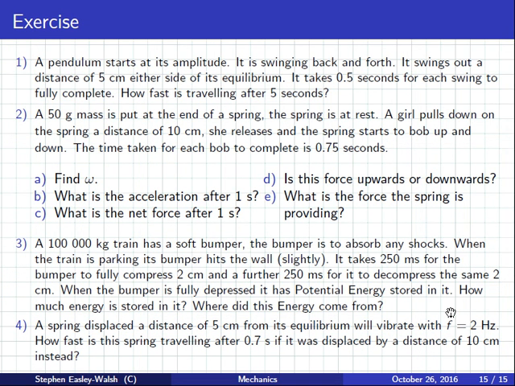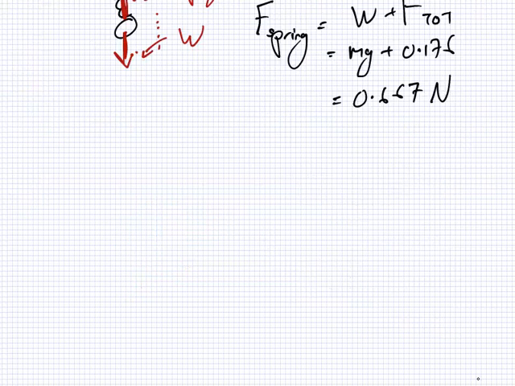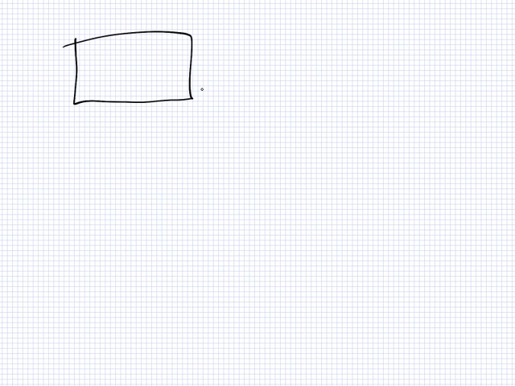Tree now. A 100,000 kilogram train has a soft bumper. The bumper is to absorb any shocks. When the train is parking, its bumper hits the wall. It takes 250 milliseconds for the bumper to fully compress 2 centimeters, and a further 250 for it to decompress the same 2 centimeters. When the bumper is fully depressed, it has potential energy stored in it. How much energy, and where does this energy come from? So you have the train here, and the train has a little bumper on the front. When it parks against the wall in the train station, in the garage, the bumper will gently push against the wall, and the springs will compress.